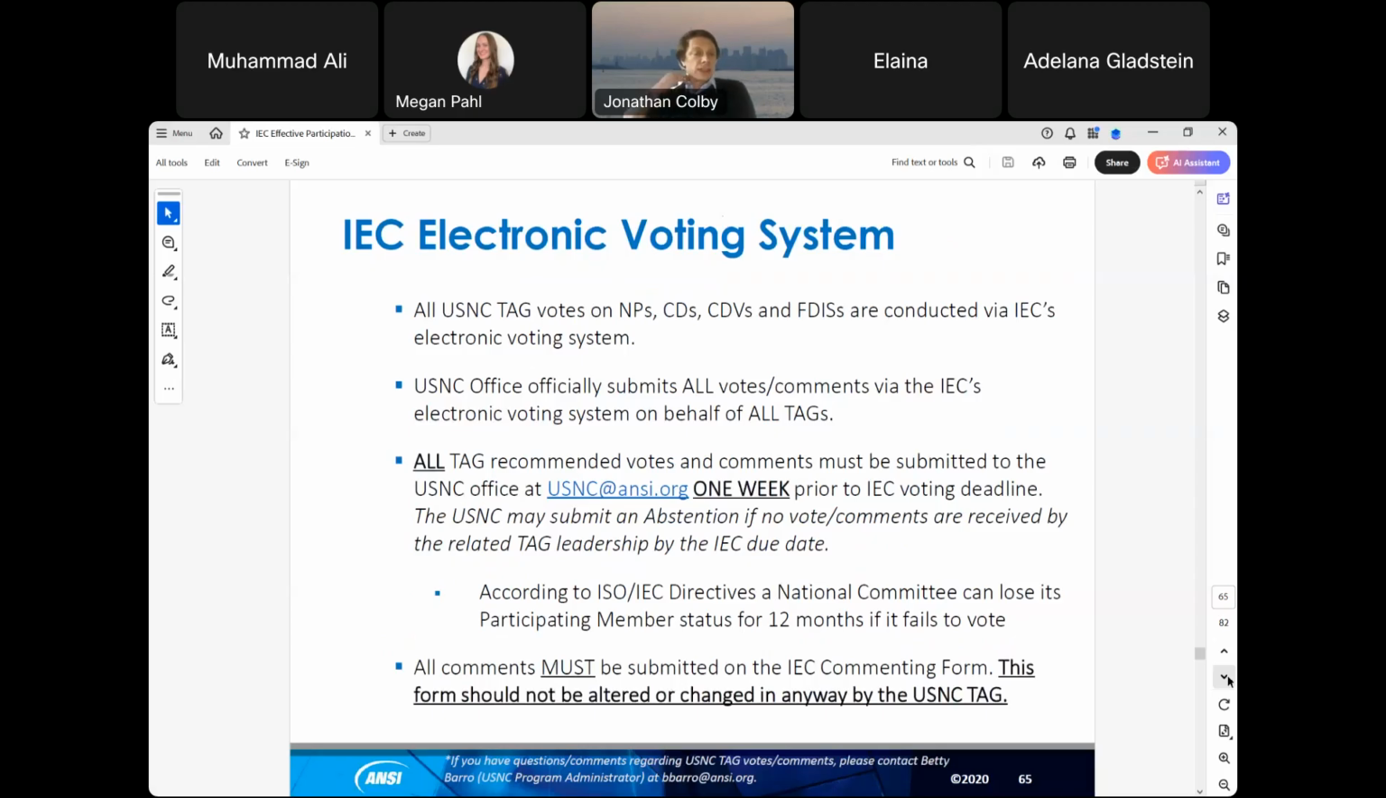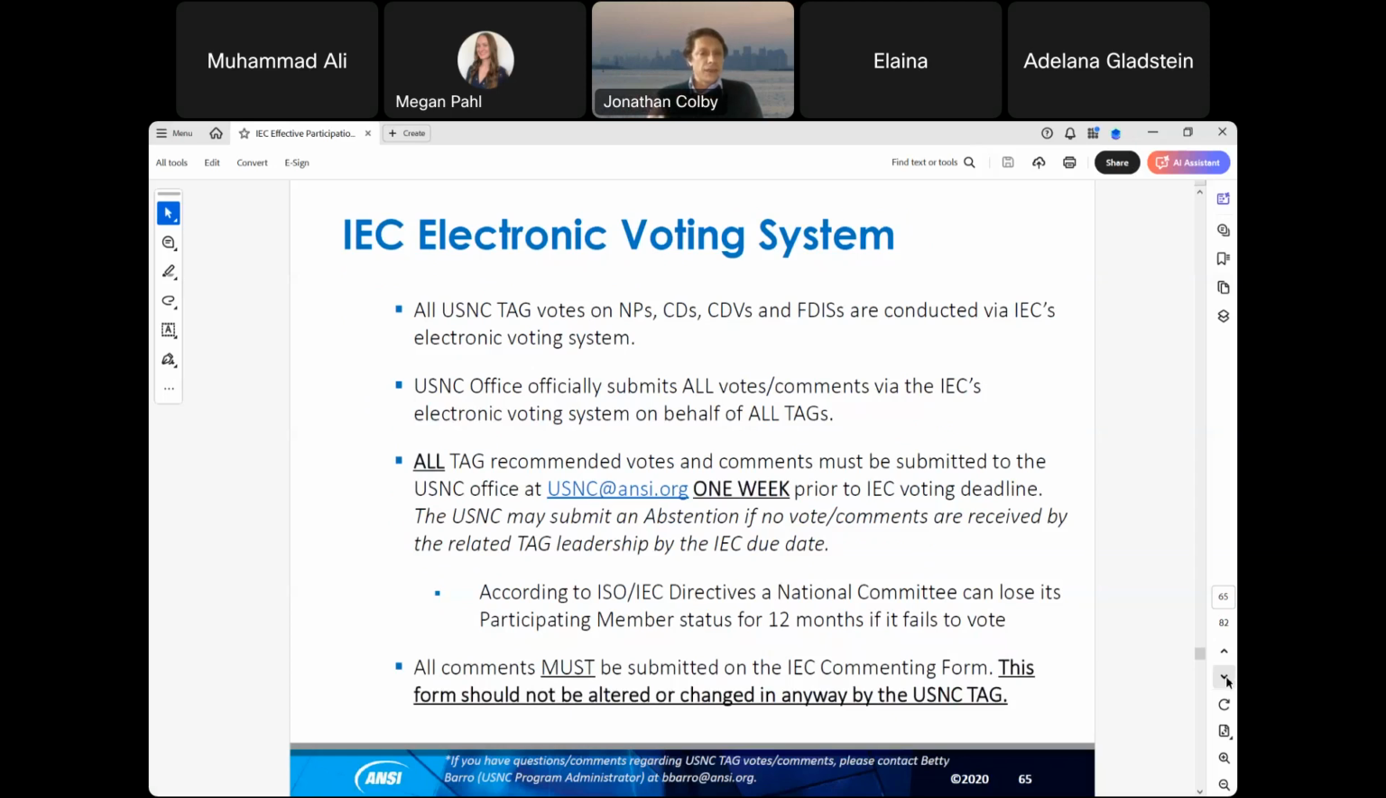Now, as we mentioned, there is this electronic voting system that currently exists. Again, this will change as we move to the OSD, but for now, this is the model that we're operating under. So all tag votes on new work item proposals, committee drafts for vote, or first draft international standards are conducted via the IEC's electronic voting system.